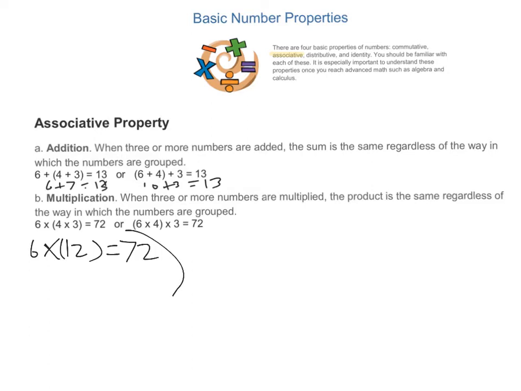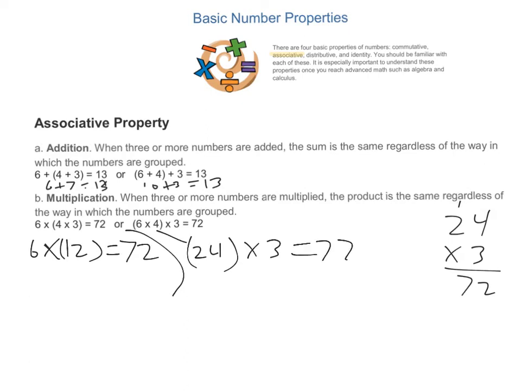Looking at this one here, I do 6 times 4 first, which is 24, times 3. That one I'm going to do over here. 3 times 4 is 12, 2 down, 1 up. 2 times 3 is 6, 7, equals 72. So it doesn't matter the way they are grouped.